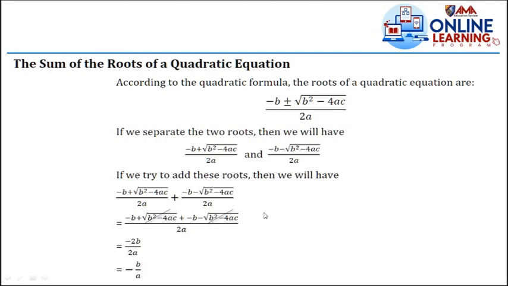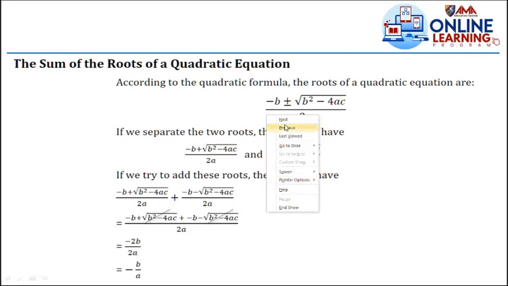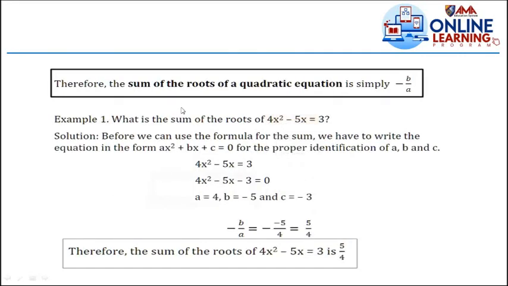So that is now the sum. Okay? Next. Therefore, the sum of the roots of a quadratic equation is simply negative b all over a po siya. Example number 1, what is the sum of the roots of 4x squared minus 5x is equal to 3?